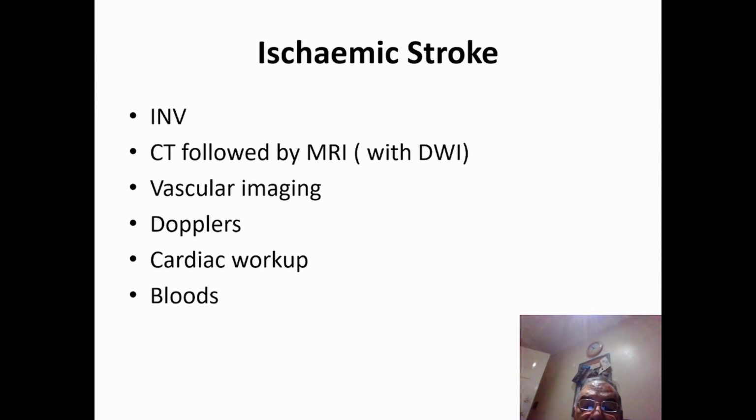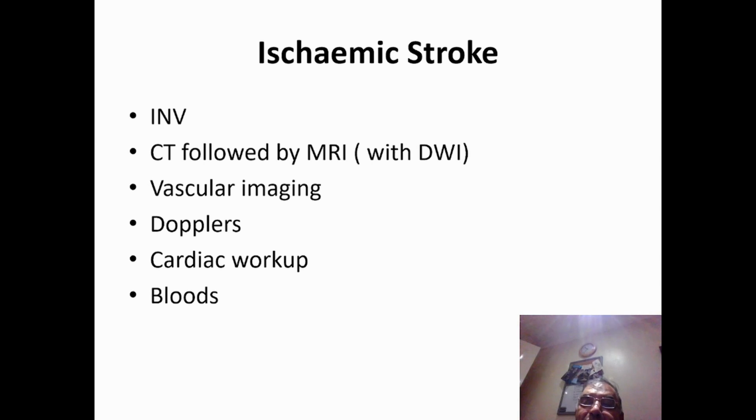As regards investigations of an ischemic stroke, usually a CT scan is offered. It may be important to understand that initial CTs can be negative for the first 24 to 48 hours, and sometimes you may need to repeat a CT to get an accurate picture. Subsequently, these patients, if they're in a hospital setting, do undergo an MRI with diffusion weighted imaging, which generally helps to pick up early strokes. Vascular imaging may be required in some cases.